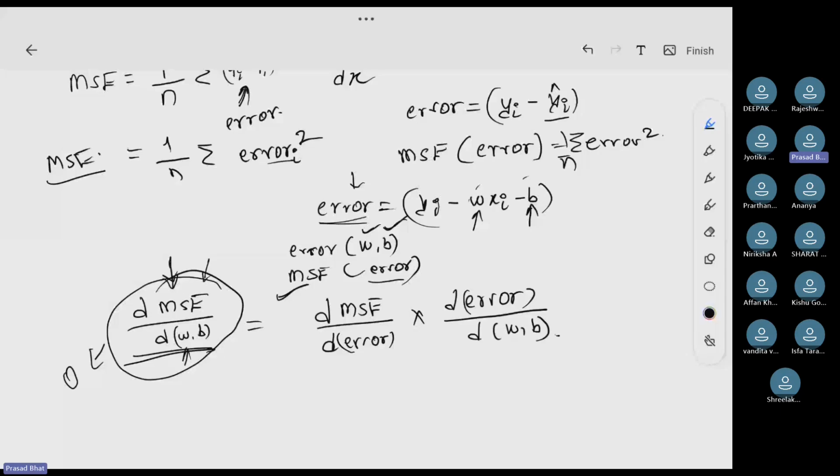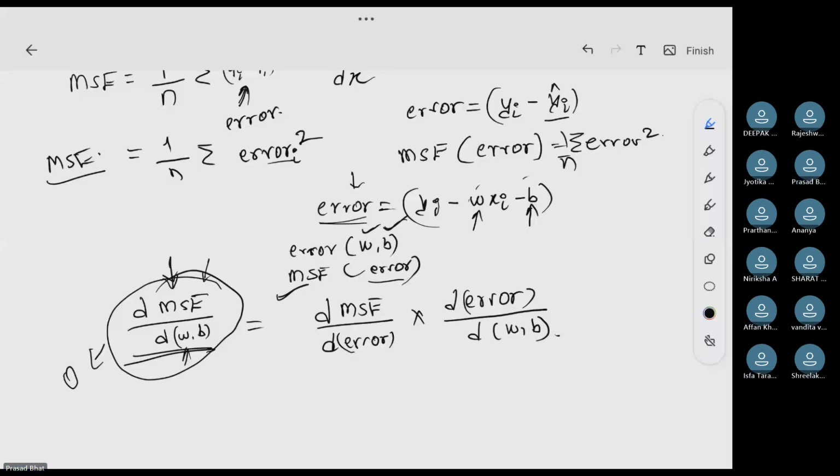Make sense? Were able to follow up to this? Vandita said yes. Ananya also said yes. What about others? 3 people, 4. Rajeshwari. Okay. What about others? Deepak is very quiet and few more. Affan Kazi, then Isfa, then Kishu Gowda, Kishan, I think. Sharath. What about you guys? Are you able to follow up to this point, guys?